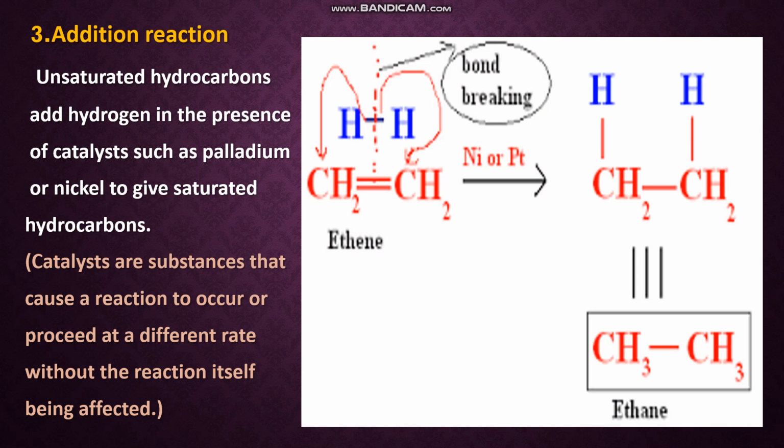Now let us see the example. You know, ethene, that is an unsaturated hydrocarbon. Carbon is bonded to another carbon with a double bond and each carbon is attached to two hydrogens. You have learnt already.